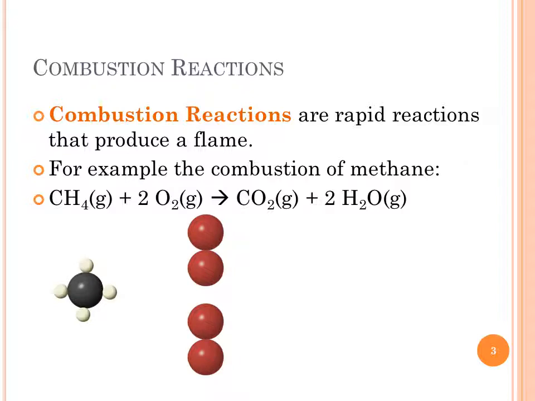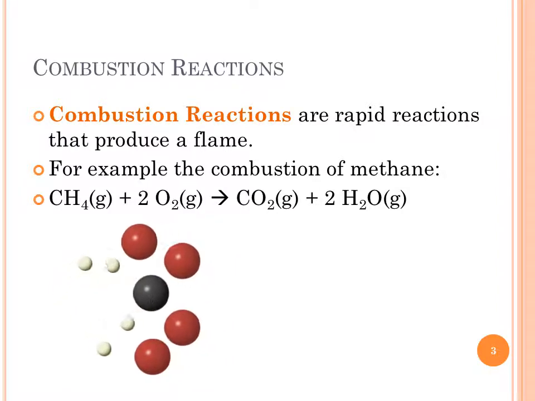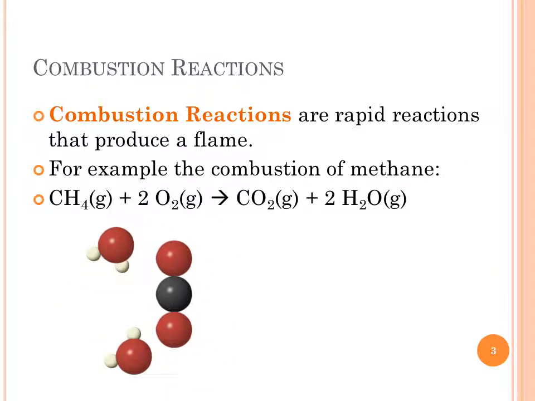So if we consider carbon as the dark gray, hydrogen is white, oxygen is red, they will chemically react and you'll get 2 waters and 1 carbon dioxide.